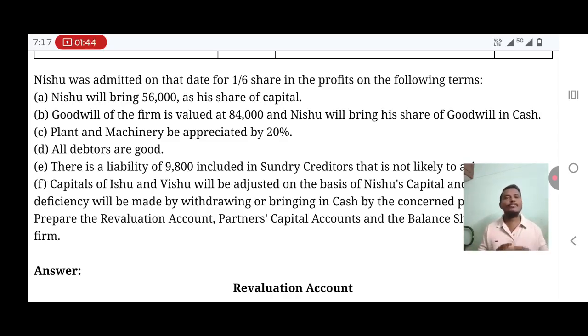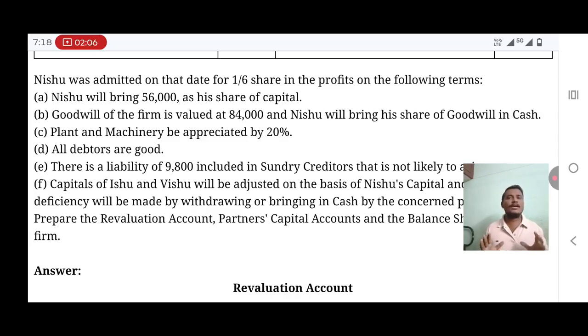I have already told in many of my videos how to prepare a revaluation account. The revaluation account debit side shows the decrease in assets and increase in liabilities. The revaluation account credit side shows the increase in assets and decrease in liabilities. Capital and goodwill items will not be recorded inside the revaluation account.